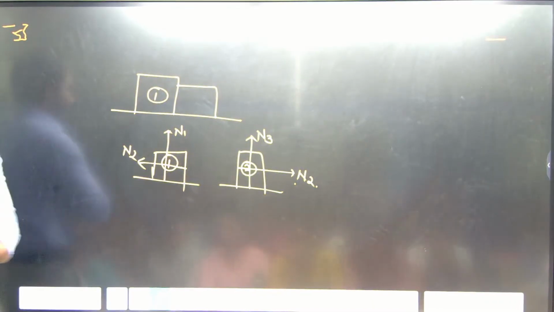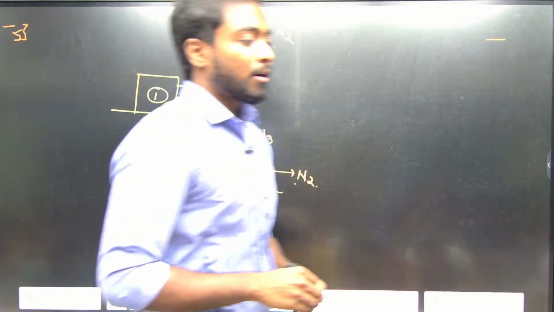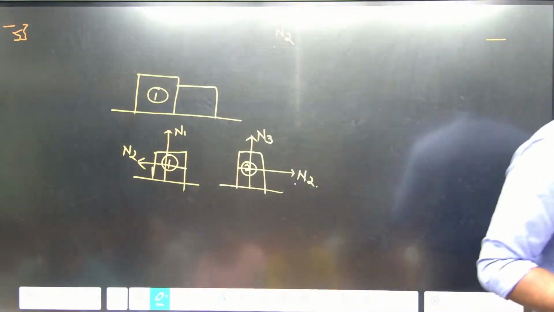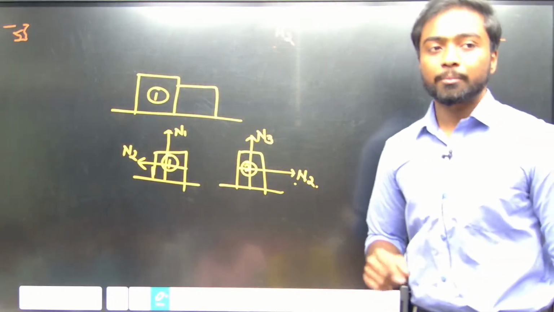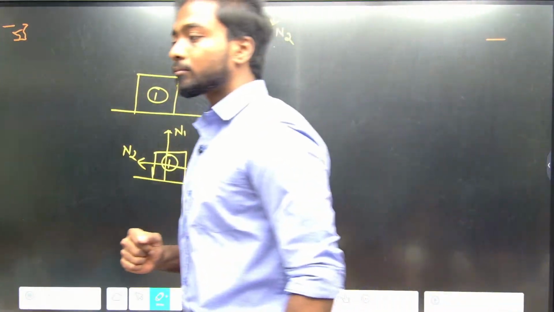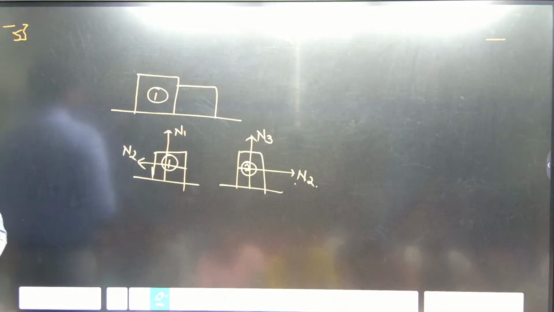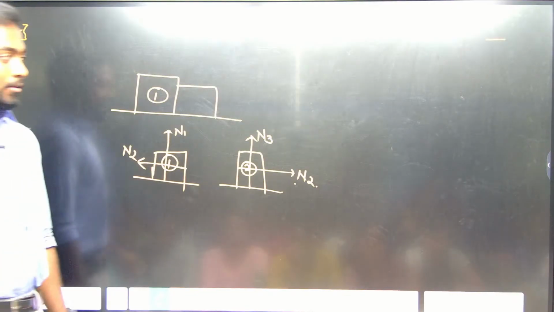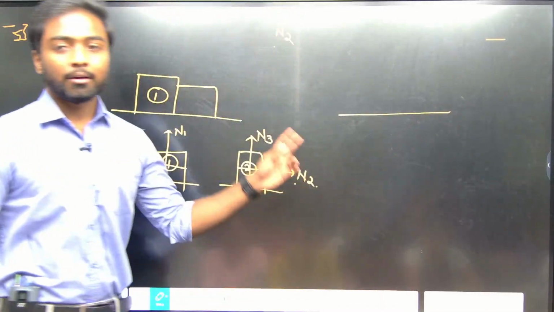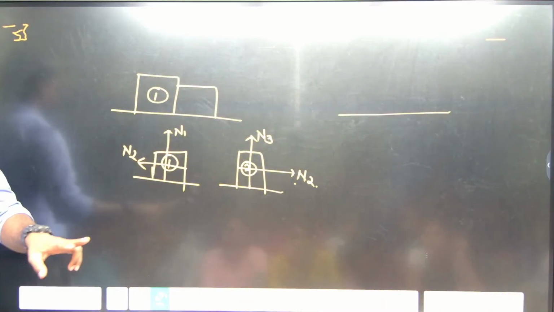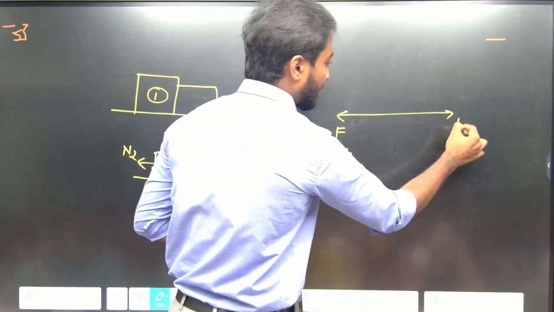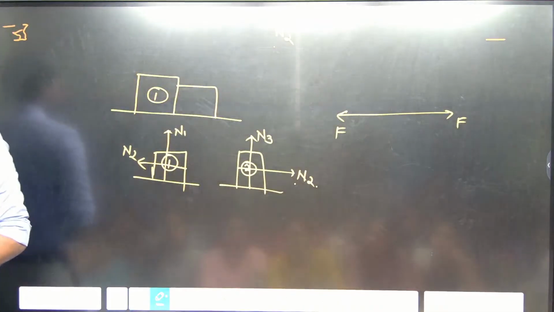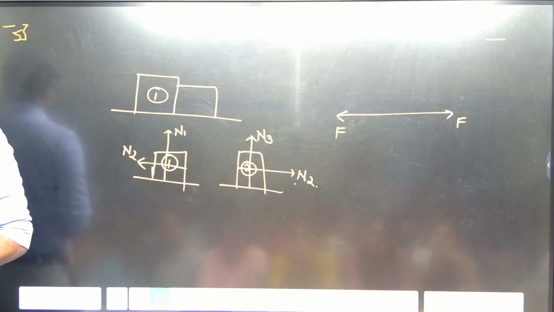So tension always acts away from the body. Okay, listen here. Have you heard about tug of war? Yes, no? Tug of war. Like, on the two sides of the rope, people will be there. They will apply force on each side. So one force will be like this, the other force will be like this. They try to pull the rope.